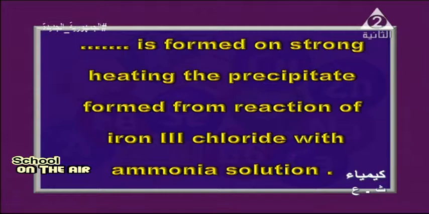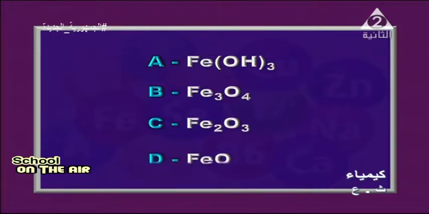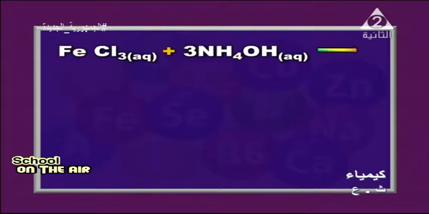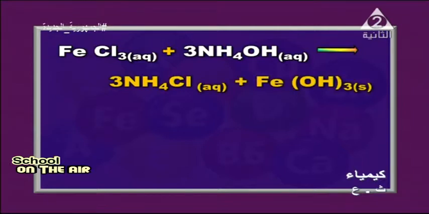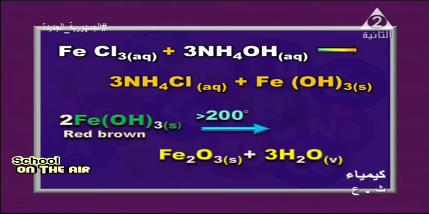What is formed on strong heating the precipitate formed from the reaction of iron 3 chloride with ammonia solution? Is it iron 3 hydroxide, magnetic iron oxide, iron 3 oxide, iron 2 oxide? If you think about the answer, yes, it will be iron 3 oxide. Here, when iron 3 chloride reacts with ammonium hydroxide, it gives ammonium chloride and reddish brown precipitate of iron 3 hydroxide. Then heating strongly iron 3 hydroxide above 200 degrees, it gives iron 3 oxide and vapor is produced.